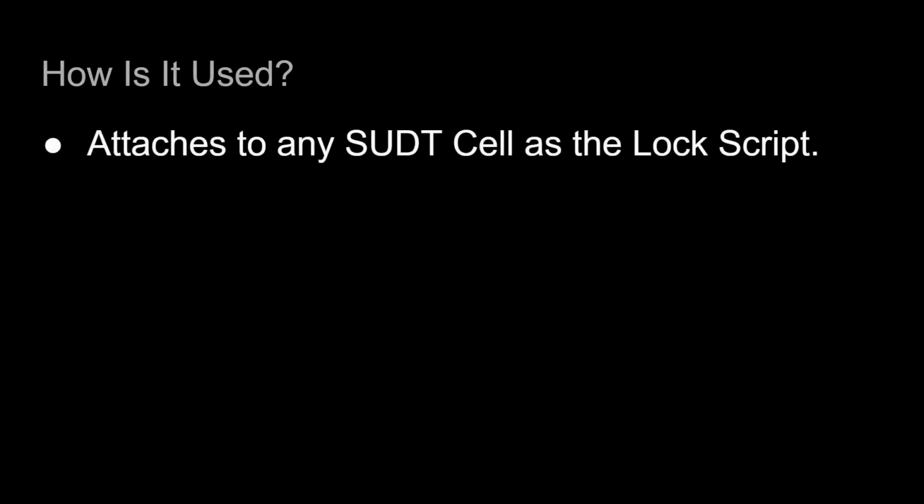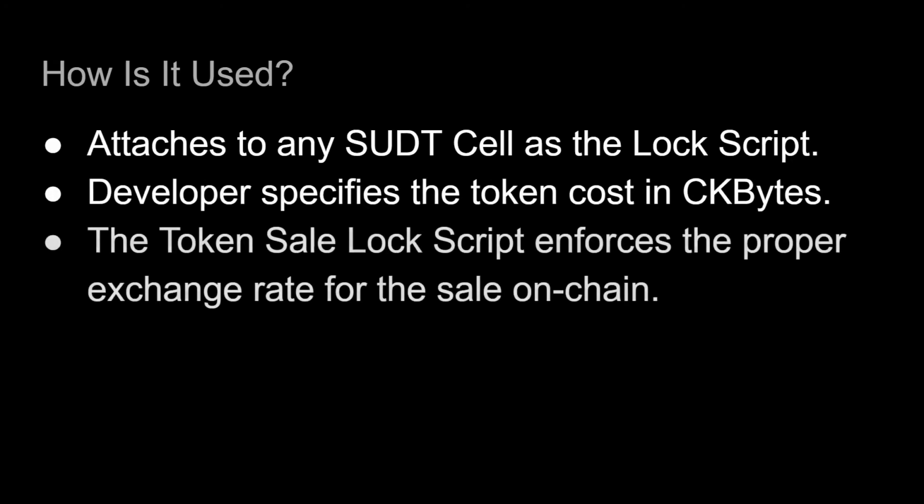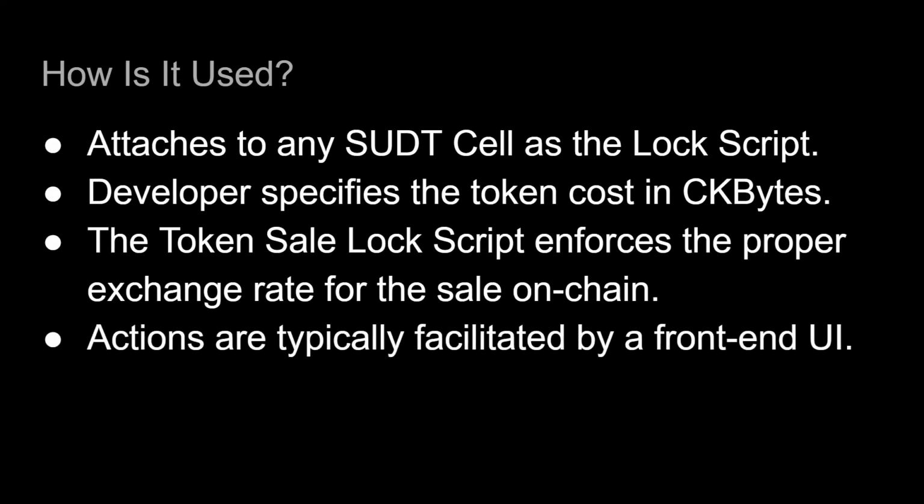It attaches to any SUDT cell as the lock script, whereas normally you have a lock script that corresponds to one specific user, making them the effective owner. This one replaces that lock, and it unlocks for anybody who wants to buy SUDT tokens at a specific set price by the developer. So the developer specifies the token price, and then the token sale lock script enforces that proper exchange rate on chain when they want to actually buy something. And in case you're wondering how users will interact with it, they'll probably go through a front end that is usually like a website or the typical Web3 type of interactions.